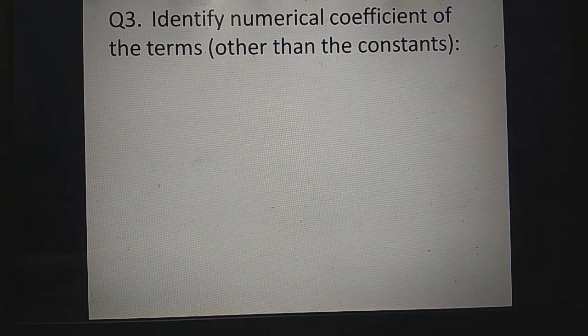Moving to question number 3. Identify the numerical coefficient of the term other than constant. In this question, an expression will be given to you. Now you have to find the numerical coefficient. Numerical coefficient means in the term, the number that is present is termed as the numerical coefficient. But make sure in this particular question, you will not consider the constant.